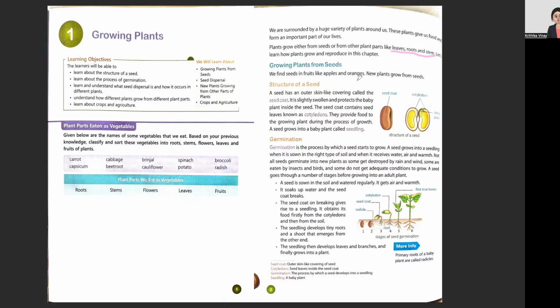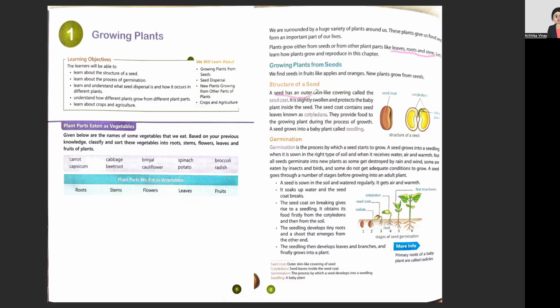We find seeds and fruits like apples, oranges and so on. New plants grow from new seeds. That makes sense. Structure of a seed. Now, what do they mean by that?